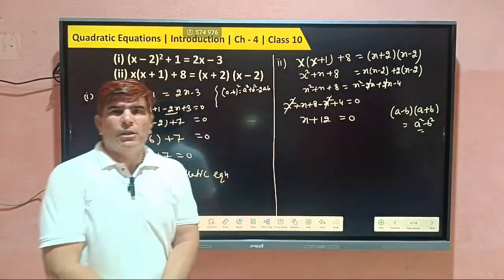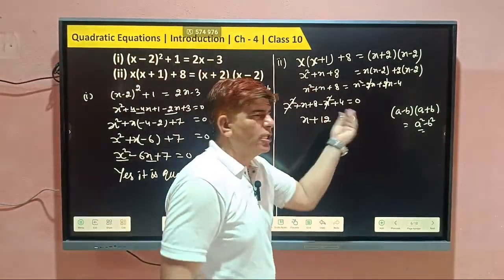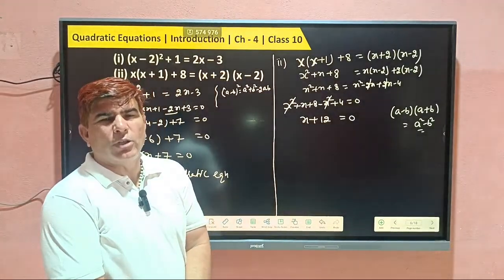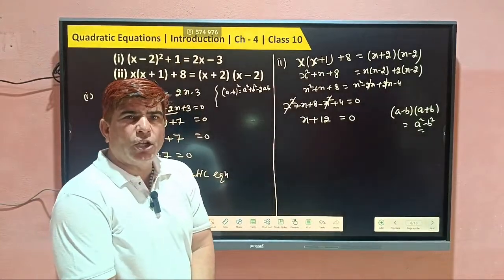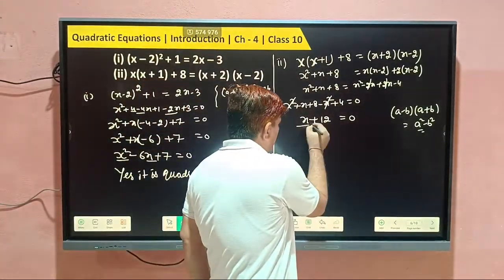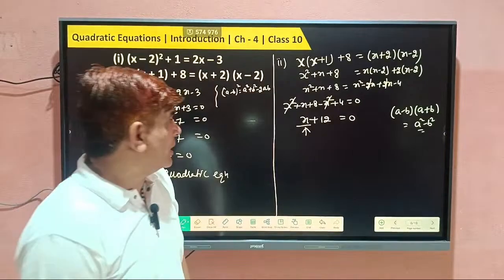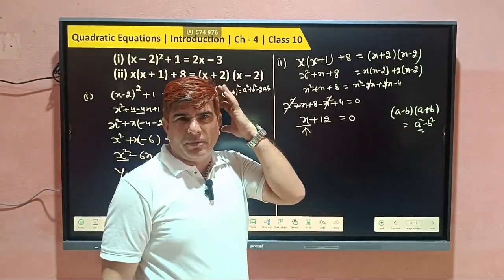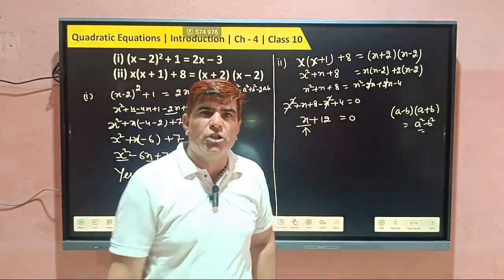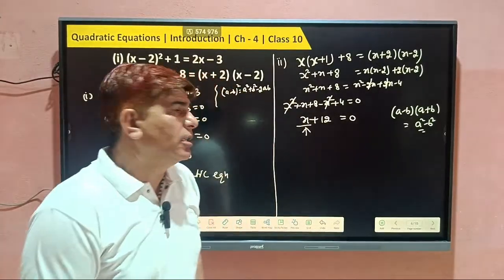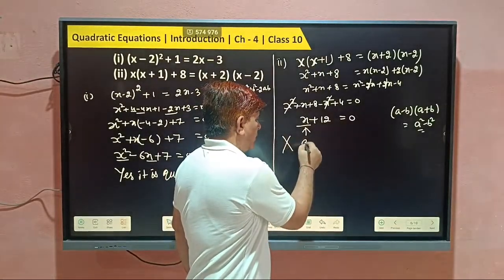So the first question coming to our mind is: is it an equation? Definitely it's an equation. It's written equal to 0. What type of equation? What is the degree of the variable? Which one is the variable? x is the variable here. So what's its highest power? 1. So definitely it is not a quadratic equation, because the highest power of the variable in a quadratic equation should be x square, but here it is x. So it's not a quadratic equation.